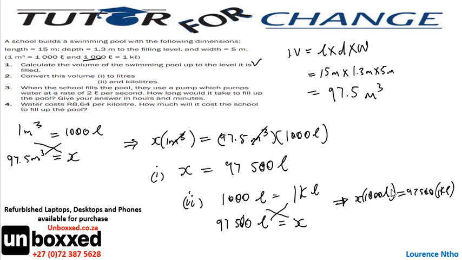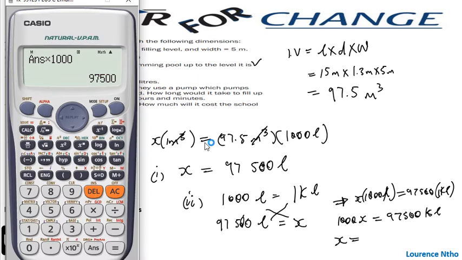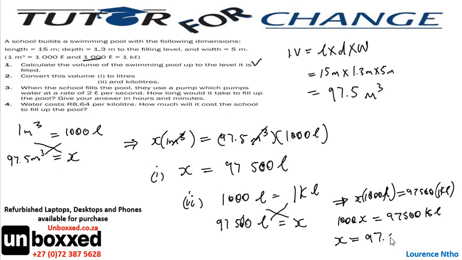Now, a liter is the same because this is also in liters. Then we are left with 1000x equals 97,500. So what must we do to get x? We must divide this by 1000. Then we get 97.5 kiloliters. That's how we answer this. Okay.